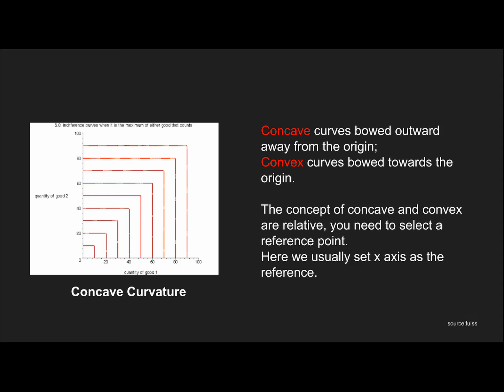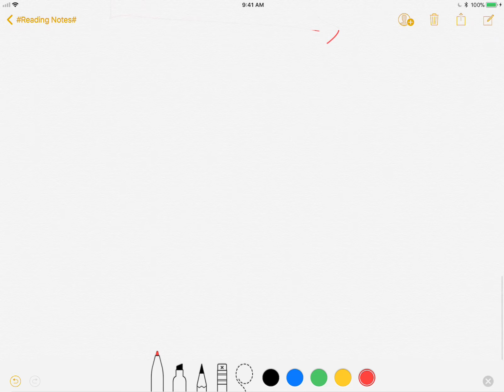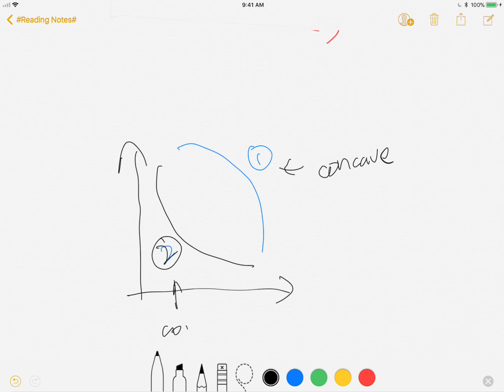And here I'd like to discuss the concave and the convex indifference curves. It's about the curvature, the third feature of the graph. Even a downward sloping line can have different curvatures. This is downward sloping, and this is also downward sloping. So 1 and 2 are both downward sloping lines, but we call this one concave, and this one we call convex.